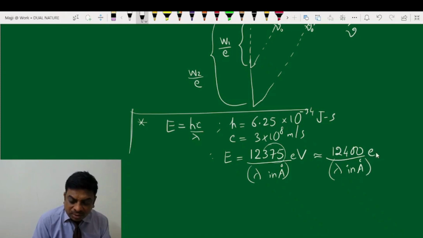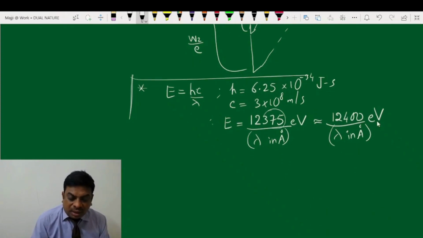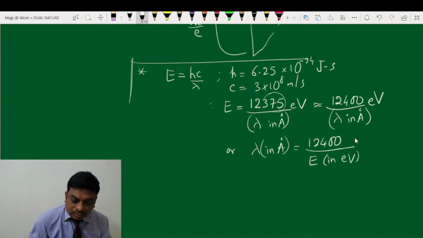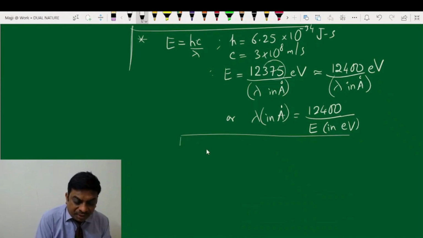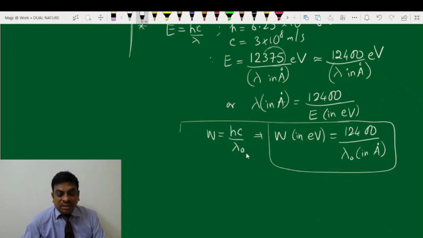So if lambda is in angstrom, 12400 divided by this gives you straight away the energy of the photon in electron volt, and vice versa. You can interchange the positions of E and lambda. That is what I mean to say: you will get lambda in angstrom if you divide 12400 by the energy in electron volt. Also, we saw that work function is equal to hc by threshold wavelength. So this can be a formula: work function in electron volt is equal to 12400 upon threshold wavelength in angstrom. This can also be changed interchangeably. This can be used here.